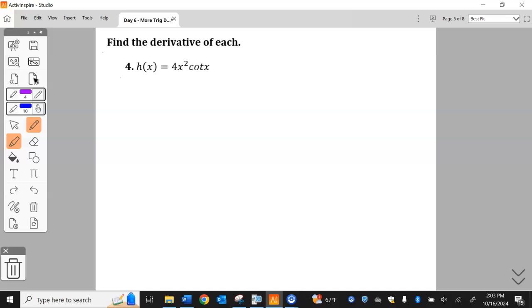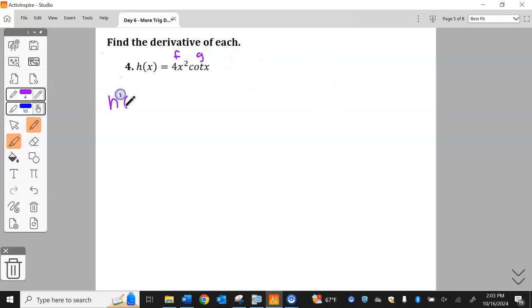Now let's take a few more derivatives with trig functions. So this one, I have a 4x squared times the cotangent of x. I'm multiplying two functions that both have x's, so we're going to have to do the product rule. 4x squared is going to act like f. Cotangent is going to act like g. There's no way to multiply these together and combine them.